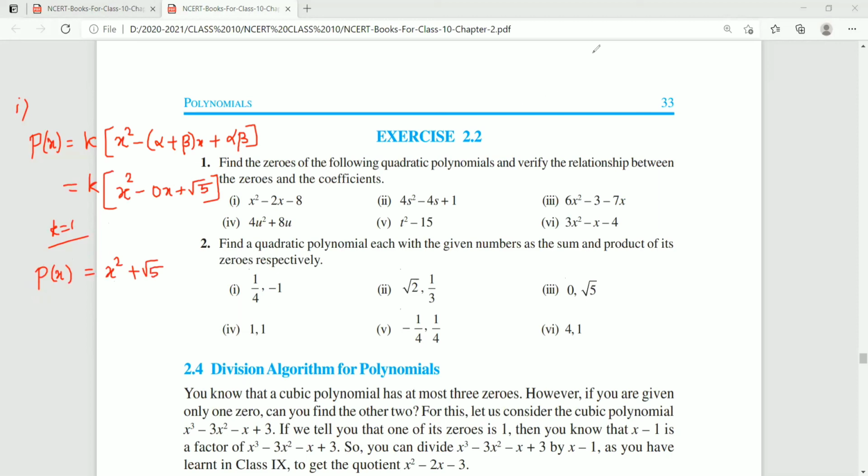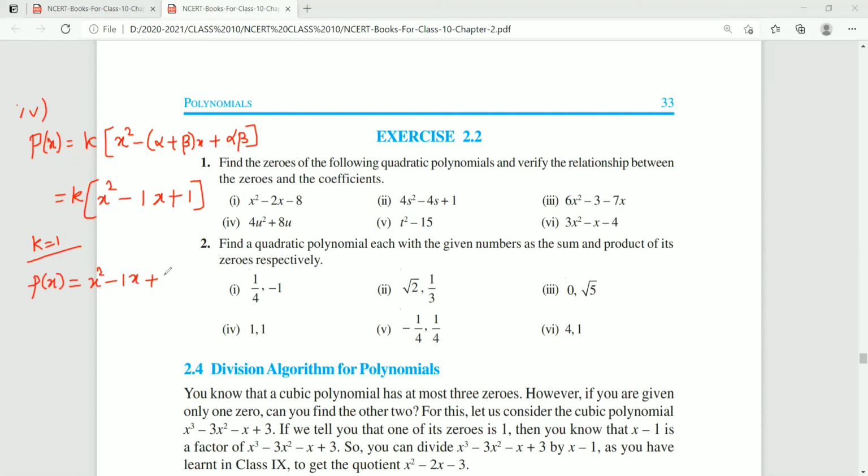The next question. In the next fourth subdivision, they have given the sum of the zeros as 1 and the product of the zeros as 1. So in fourth subdivision, the sum of the zeros is 1x and the product of the zeros is 1. Here also, since there is no fraction, we can assume the k value as 1. So the p of x will be x square minus 1x plus 1. Now let's move on to the fifth subdivision.